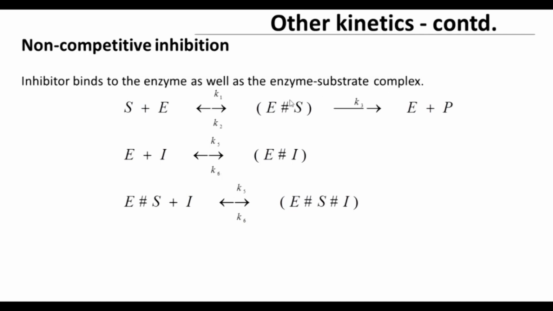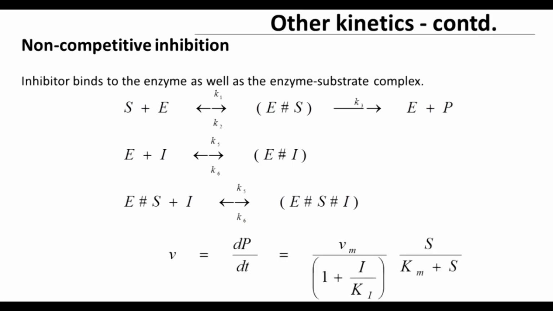You can go through a longer process on the same lines as that for Michaelis-Menten, the material balance and so on. And if you do it right, you will get, for a batch case, dP/dt equals Vm by 1 plus I by Ki, into S by Km plus S. As you can recognize, our Michaelis-Menten was Vm S by Km plus S. Here it is Vm by 1 plus I by Ki into S by Km plus S. Vm has been modified, Km has not been modified in the case of non-competitive inhibition. Vm changes, Km remains the same.